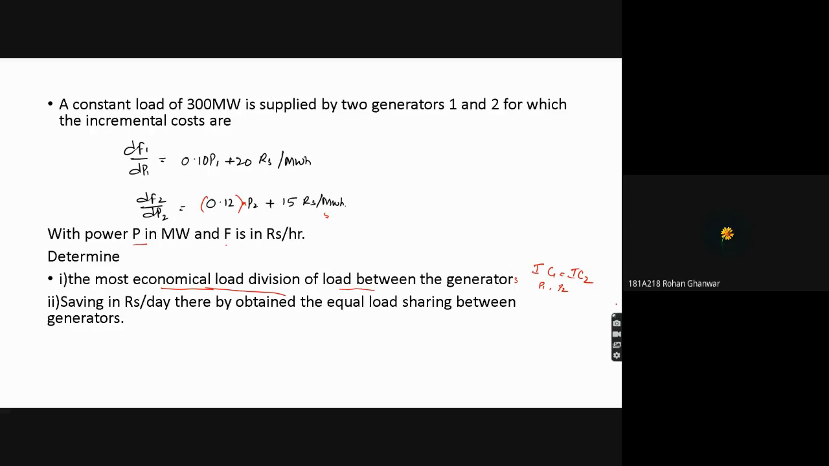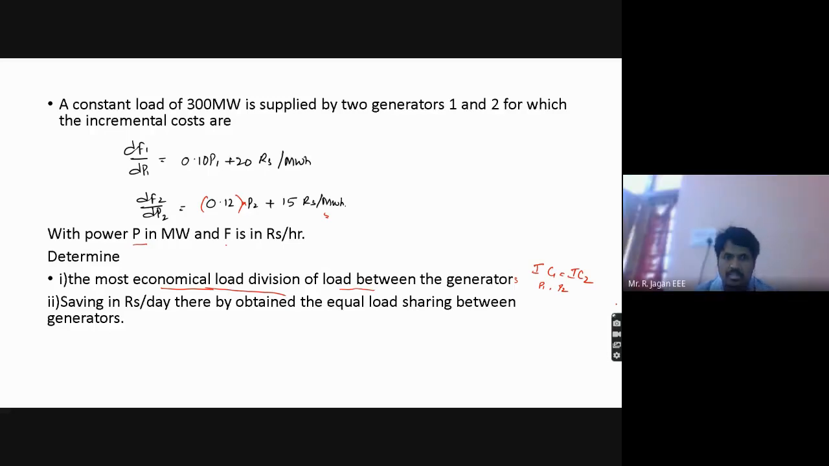Now coming to the second one, saving in rupees per day, thereby obtain the equal load sharing between two generators. Saving, here we need to find out the cost also. That cost is in terms of saving. How to find out the saving?